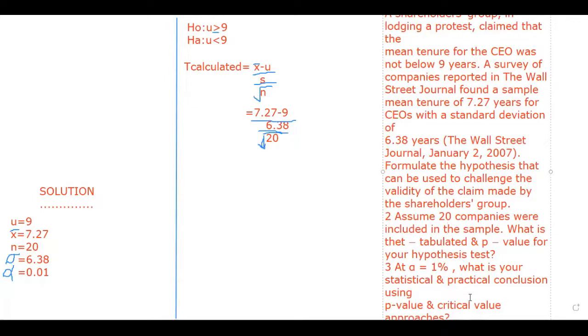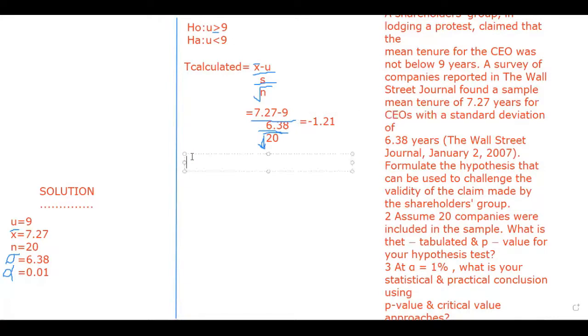Oh, okay. How can we see it now? Yeah. So what is the answer? The answer is negative 1.21. Negative 1.21. Okay.